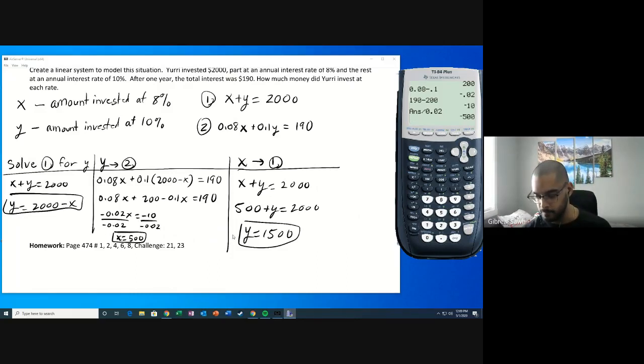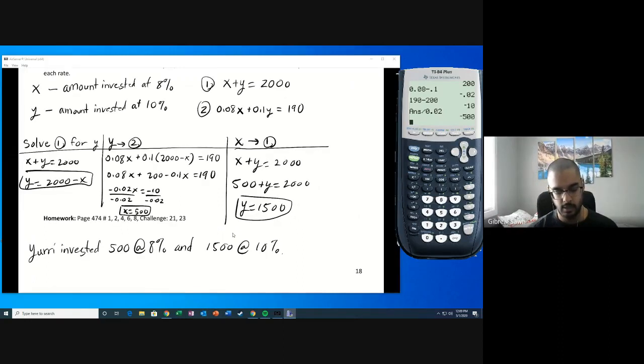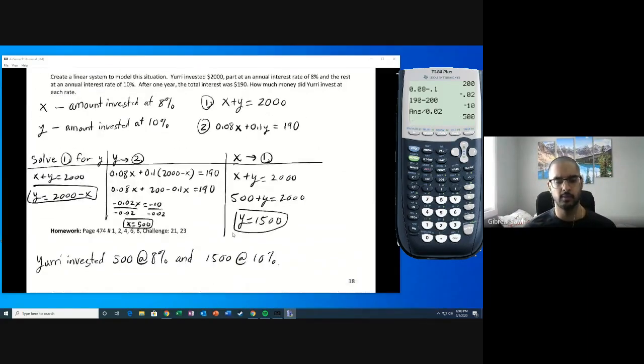Now you could verify it also and show that it works, but this means that Yuri invested $500 at 8% and $1,500 at 10%. So there you go, it's fully solved. I know you have the verification provided in your answer key. I'm just running out of space, so I won't do the verification for this one, but you're able to double check. So I hope that was okay.